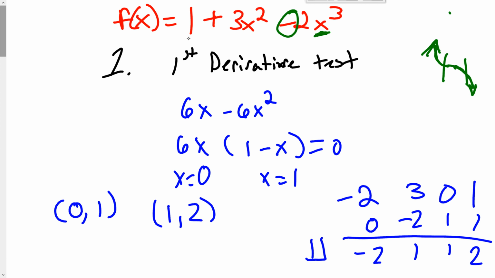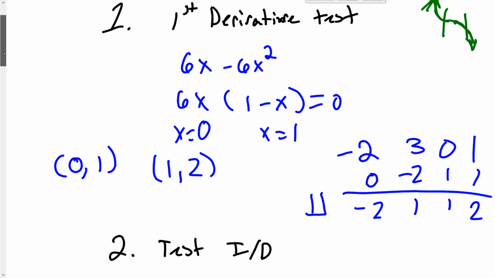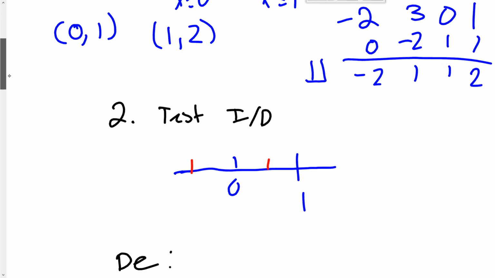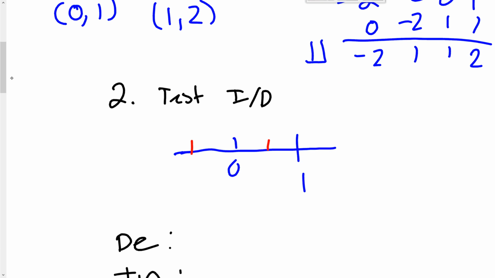Whenever you plug in 1, all you have to do is just add your coefficients. 1 plus 3 is 4. 4 minus 2 is 2. But you can do synthetic division, or you can plug them in and evaluate. So we're going to take those x's, 0 and 1, put them on a number line, and do the increasing and decreasing test. What this means is that I'm going to test points in between and after, to see where it's going up or going down. And we test these points to the left and to the right into the derivative.